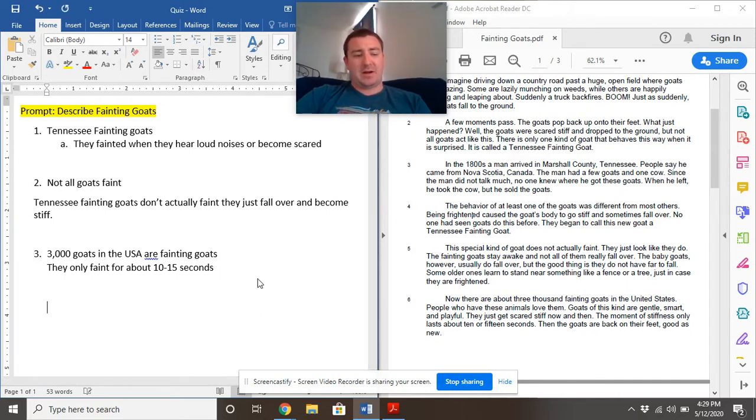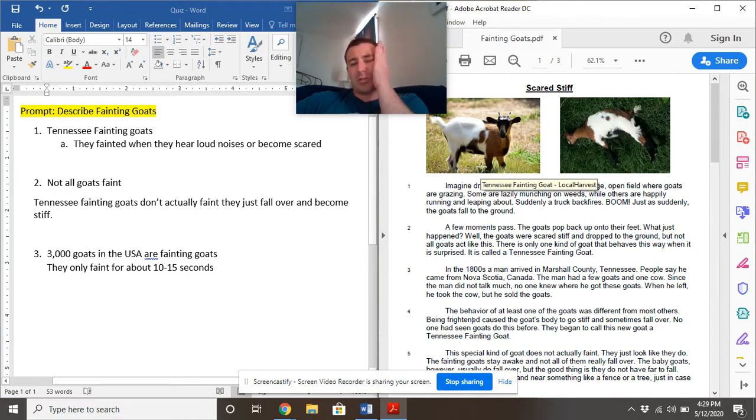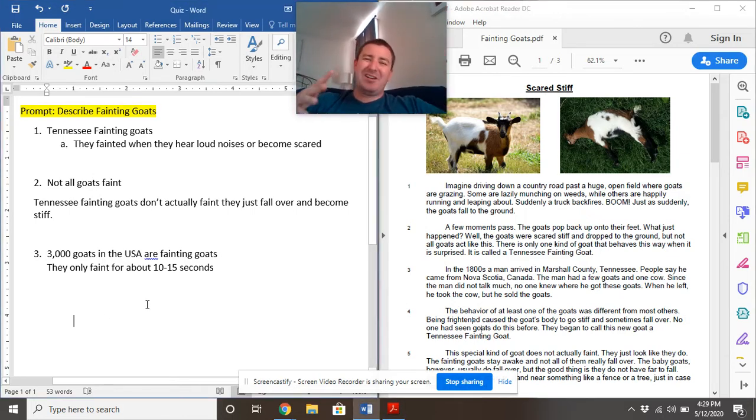This is again a good spot to do a little bit of framing and background information. Take a look at your article. It's probably a good idea to reread your article before you get started. I'm going to reread paragraph one, and then I'm going to write my topic sentence. I encourage you to do the same right now. As we said, this is kind of like a retell of the article because we're describing fainting goats.